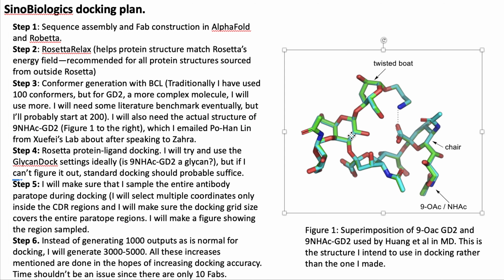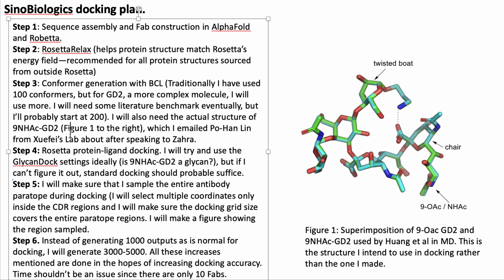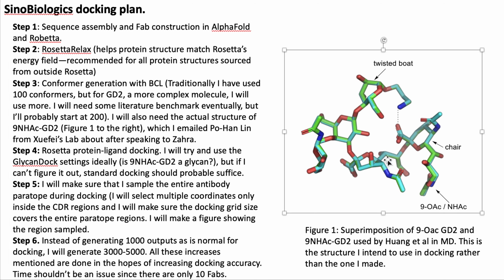So the one I made in iBabble was pretty significantly different from this one that I saw in Shufei's paper that we referenced in the methods chapter. They actually have a digital structure of 9-NHAc-GD2 and 9-OAc-GD2, and we're just going to use this because they had actual results with this structure. They published this structure. This is the official SDF digital structure of 9-NHAc-GD2. So this is what we're going to use.